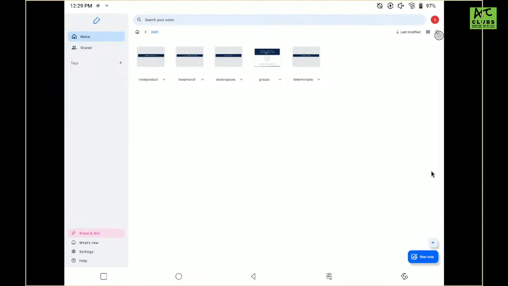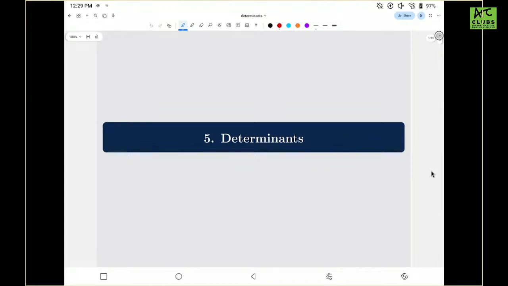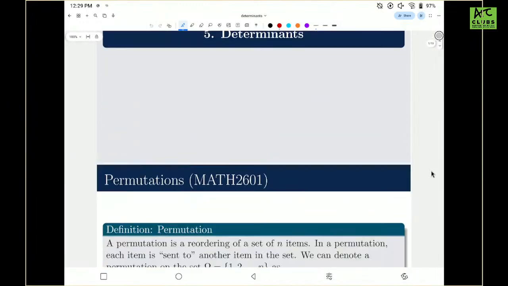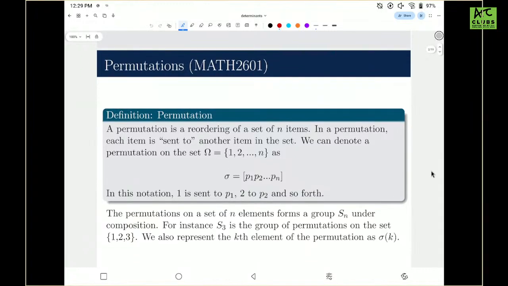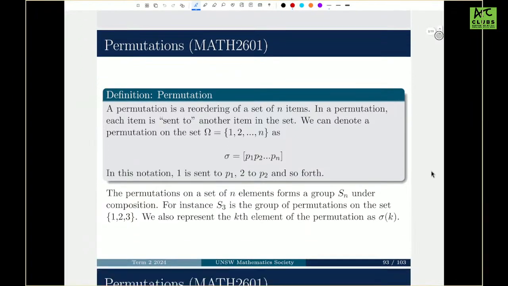So we're going to move on to determinants, and I'll try and make this quick just because we're running a little bit over time. We're going to jump straight into it, and we're going to look at permutations. This isn't super important, but it's a bit of interesting theory.